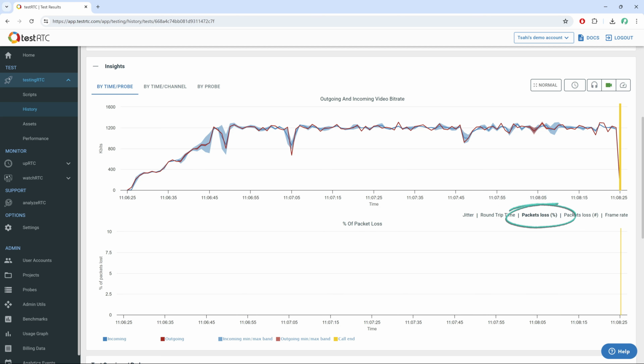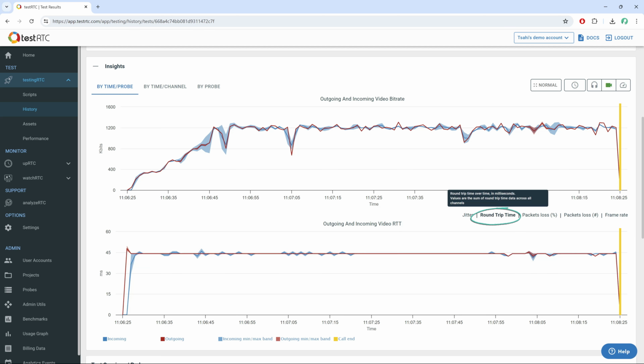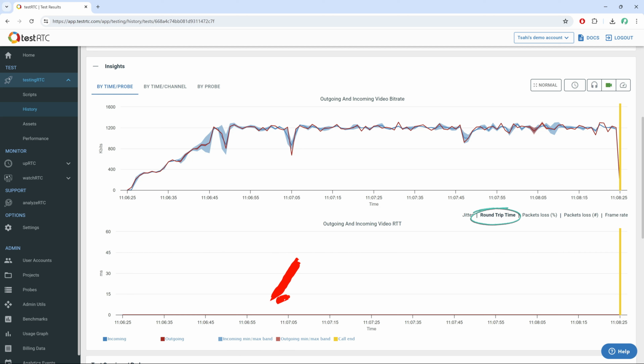Packet loss is fine. Frame rate is rock solid and stable. Interestingly, there is no round trip time, which means that this media server doesn't even assist in counting or measuring round trip time. So they are missing a few of the metrics that are needed for the browser to figure out these numbers. It's interesting and it's not good.